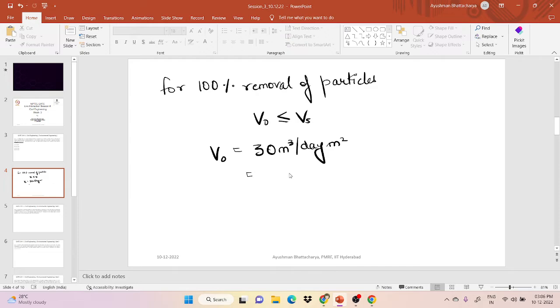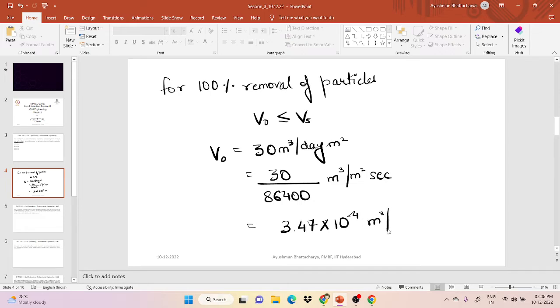So we have to convert this into 30 divided by 86400 so that we can get it in terms of meter cube per meter square second. The value will come out to be 3.47 into 10 raised to the power minus 4 meter cube per meter square second. Okay, so now we know our overflow velocity.